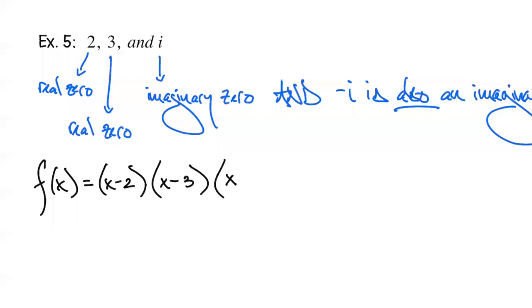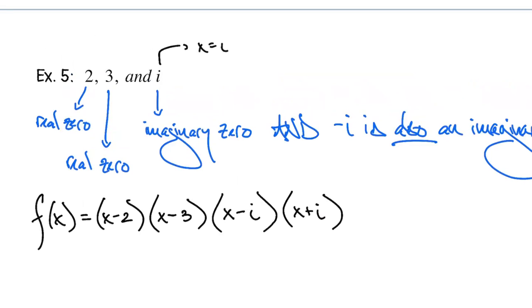Yes, x minus i. Good. And if x equals negative i is a zero, what is that corresponding factor? Yeah, x plus i, right? Because we said here x equals i, we want to make it equal to 0, we get x minus i equals 0. And over here, if we have x equals negative i, then x plus i equals 0. And so that's where those imaginary factors come from. Okay.